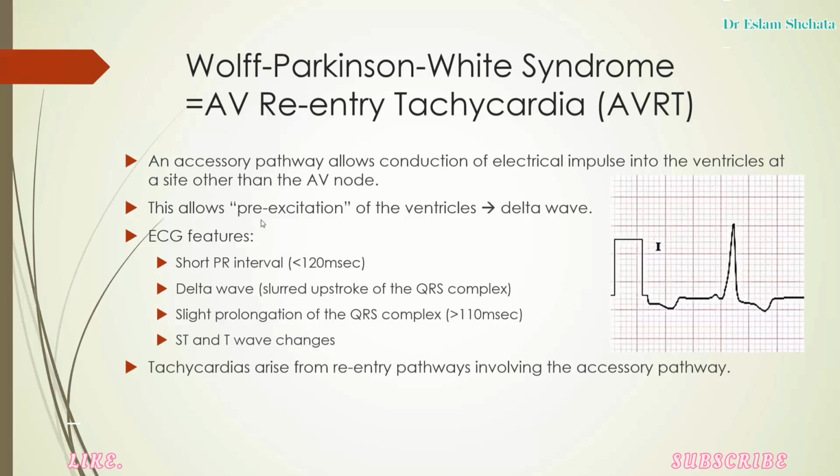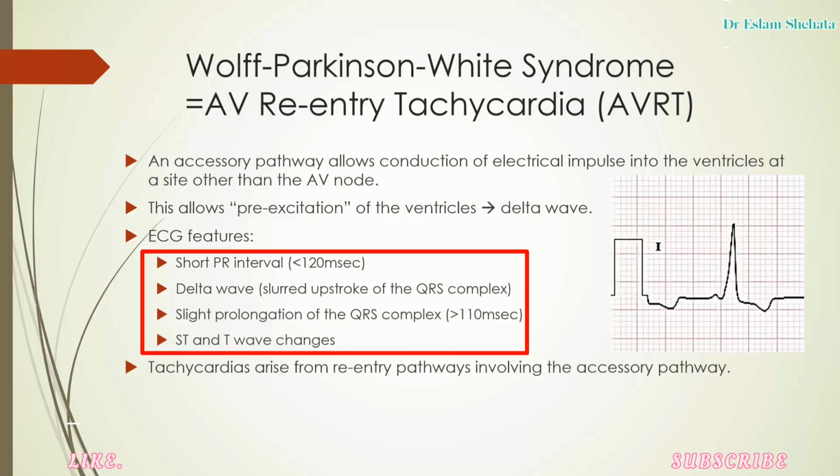Now this is called pre-excitation, and it leads to the delta wave, and that's the key feature that you need to identify on the ECG. So let's go through the ECG features. We've got a short PR interval.